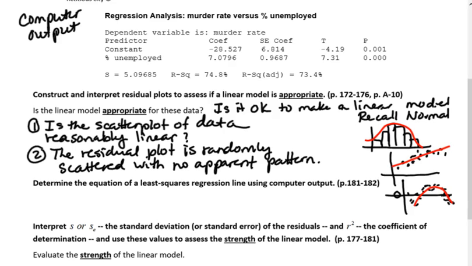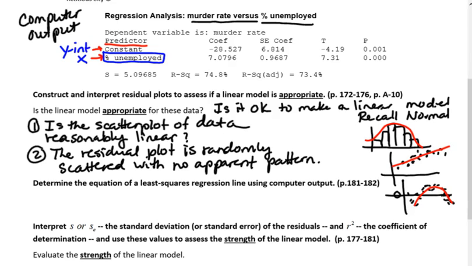Okay, so what you're going to notice here, we clearly have murder rate versus percent unemployed, and I have these graphs that show me the x-axis and the y-axis, so I know which one is which. But if I didn't, the way you can tell which one is which is look right here. It says predictor, and under the predictor we have constant and percent unemployed. So this percent unemployed is the x value because it is the predictor. We use it to predict the y value. The constant is the y-intercept.